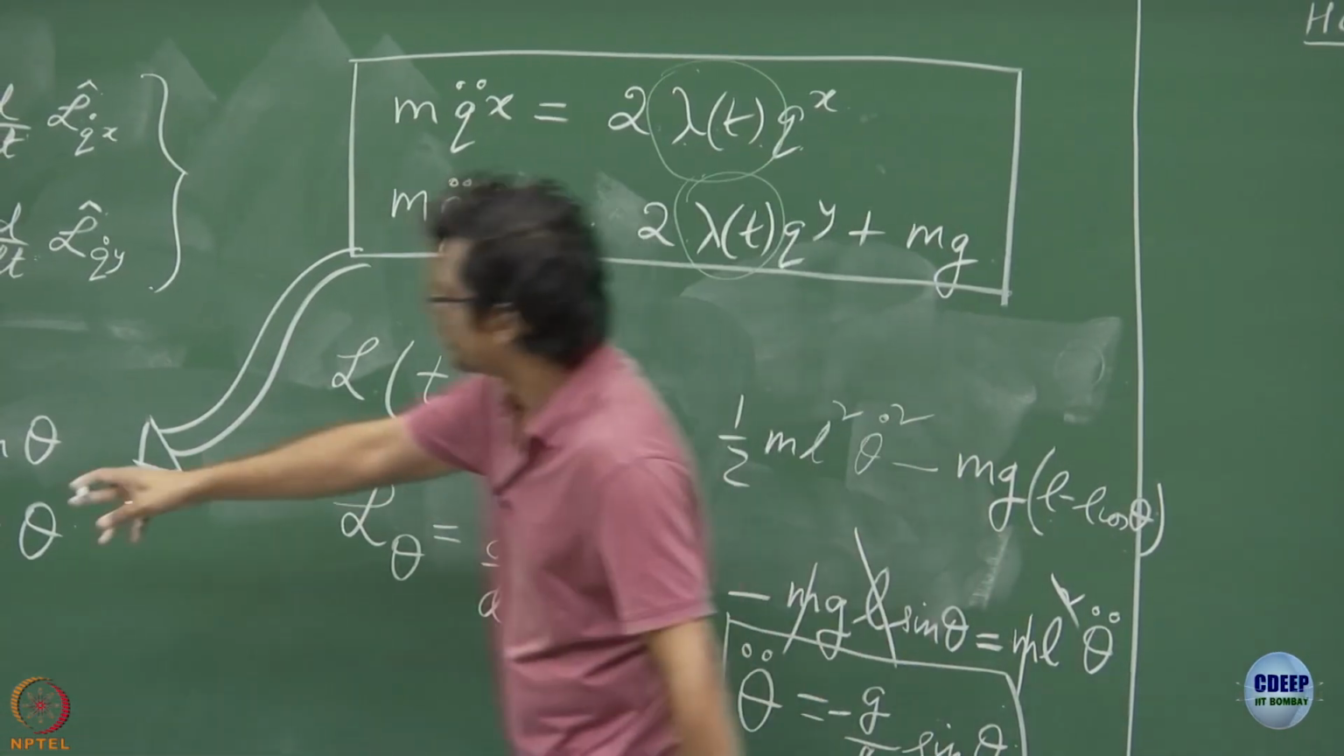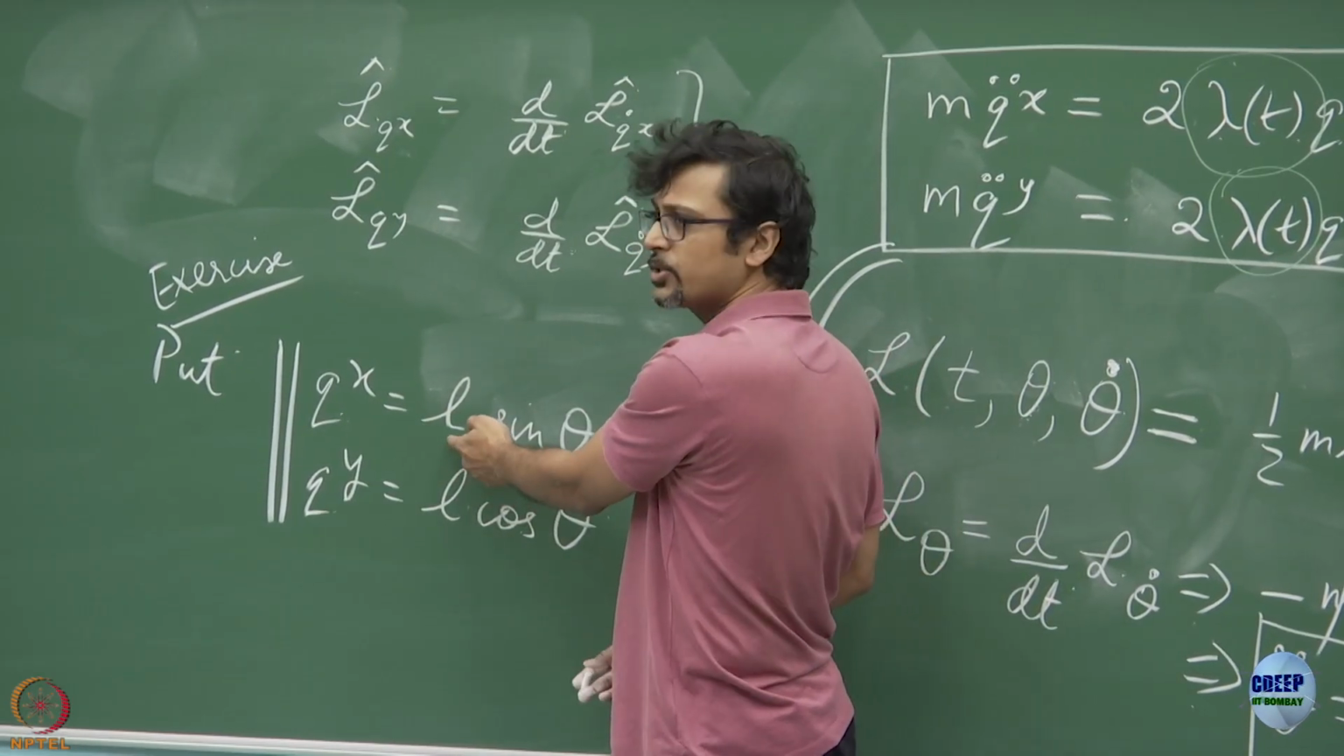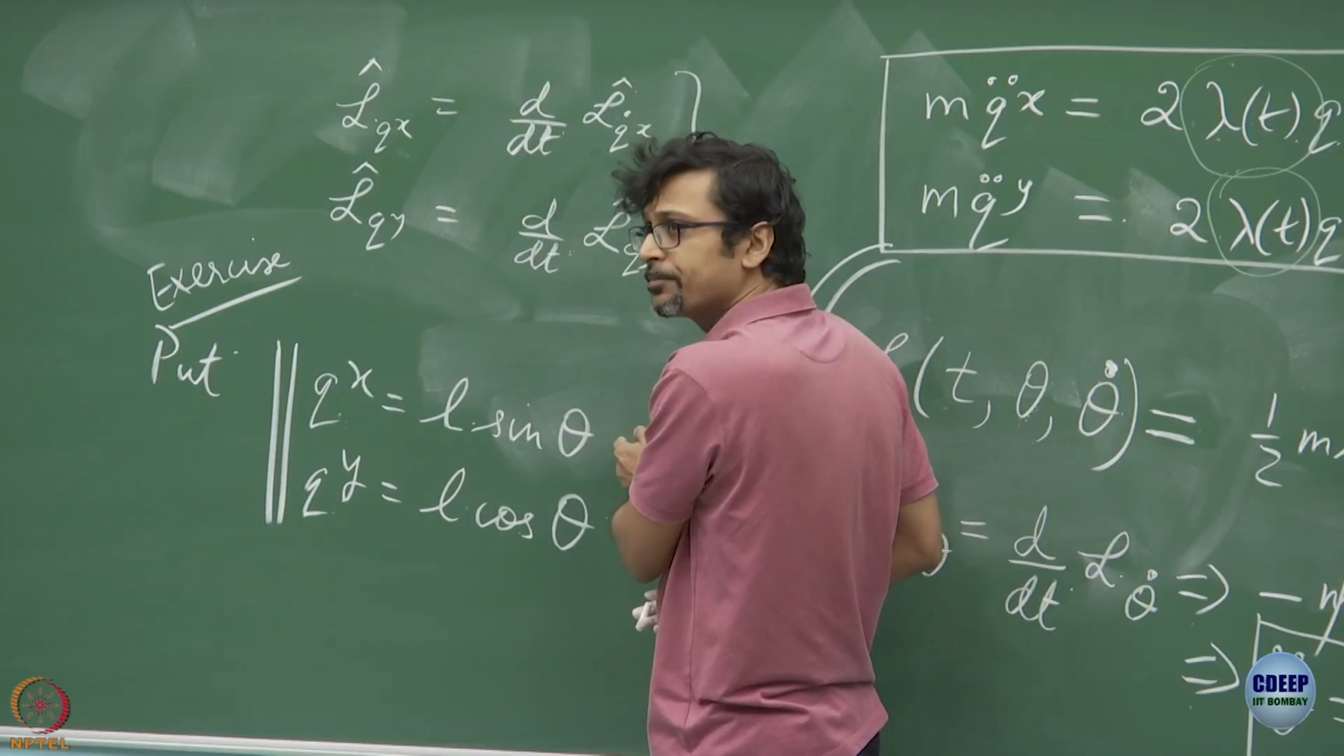So I urge you to complete this, take 2 derivatives. So first derivative, L, treat that as a constant of course, so you will have qx dot is equal to L cos theta theta dot.